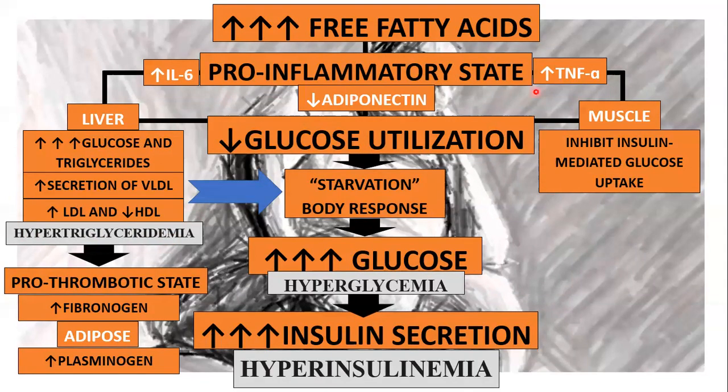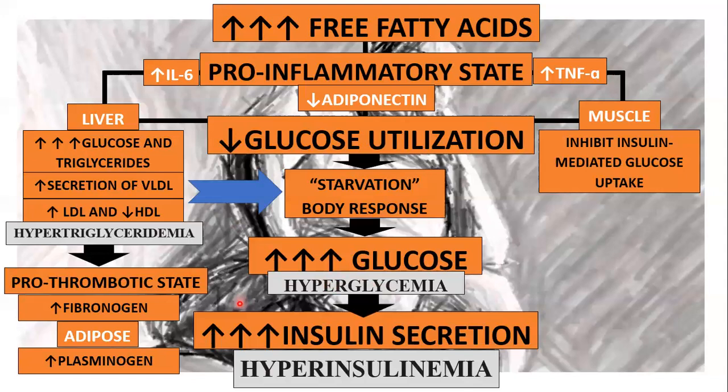As for the muscle, the insulin resistance is manifested by the inhibition of insulin-mediated glucose uptake. The insulin resistance would then cause ultimately the decrease in glucose utilization. And the body now would detect that as a starving state. And the body now would further respond by increasing more the glucose production and triglycerides. So this now would compensate and increase further the glucose. That now would be manifested by hyperglycemia.